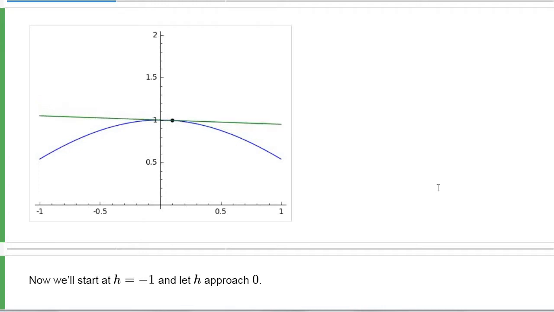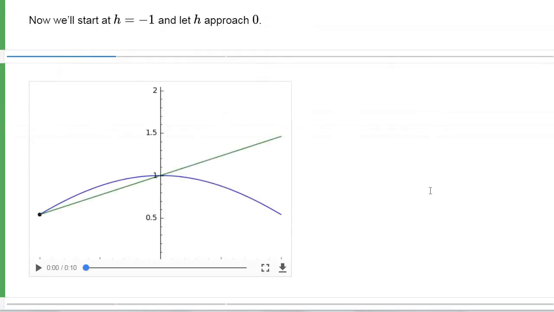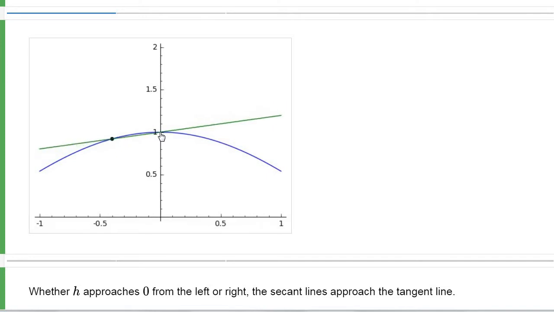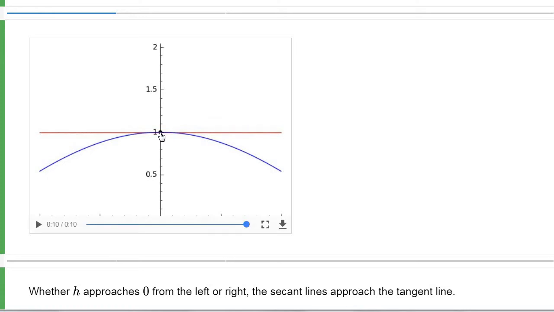Same thing if I start on the other side. So here h is negative, so my second point is on the other side of my point of tangency. Here's my point of tangency. I want the tangent line there. I make secant lines where the second point's closer and closer to (0, 1), and the line starts to flatten out. It gets closer and closer to the horizontal line.